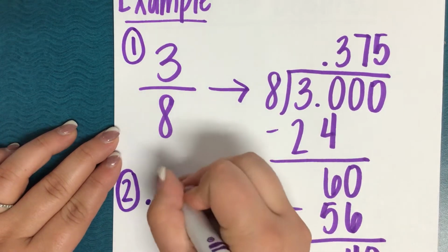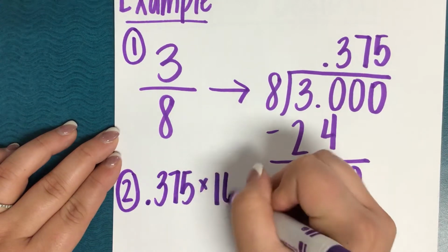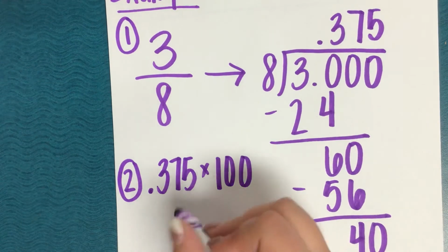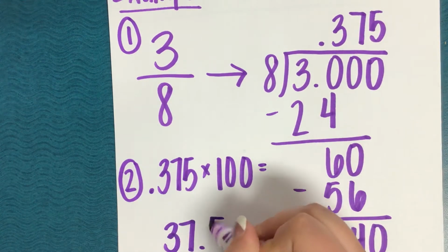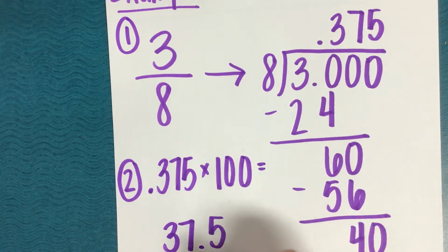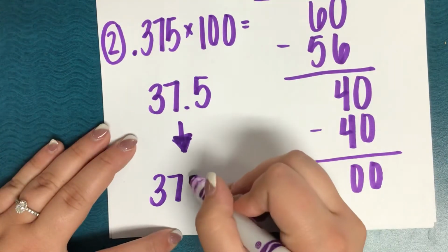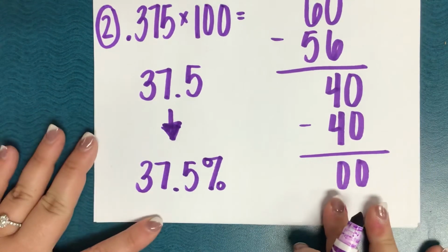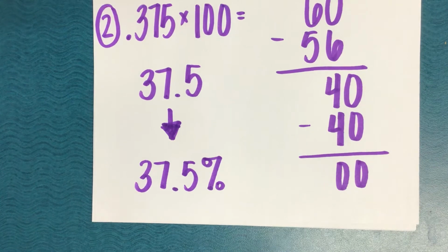Okay, so I'm going to do that, and that is going to give me 37.5, and then I can just convert that to a percent by adding the percentage sign. Okay, so that is how you go from fraction to percent.